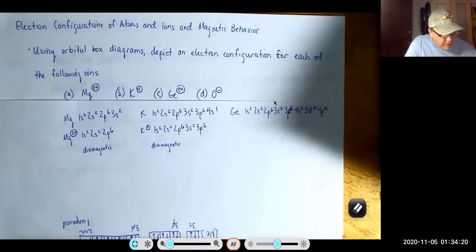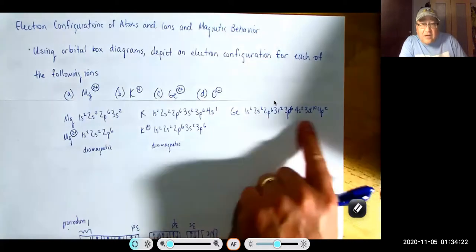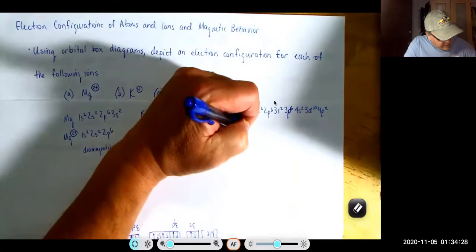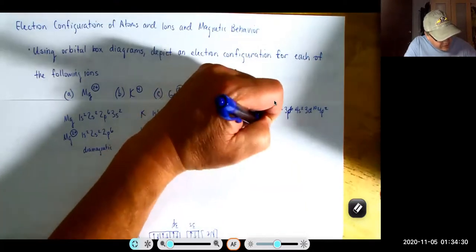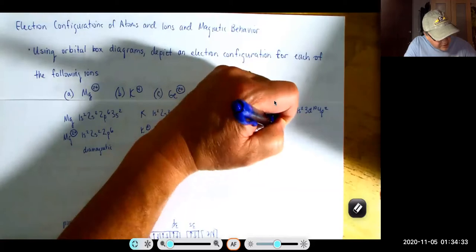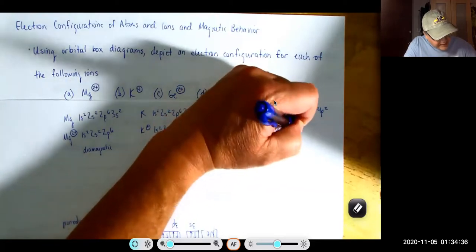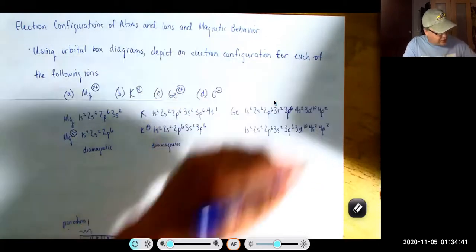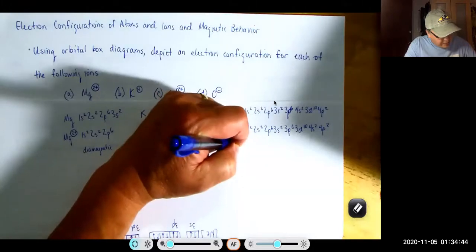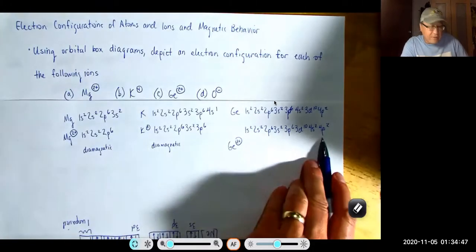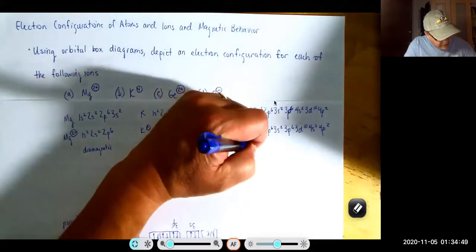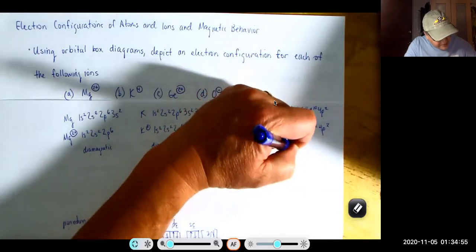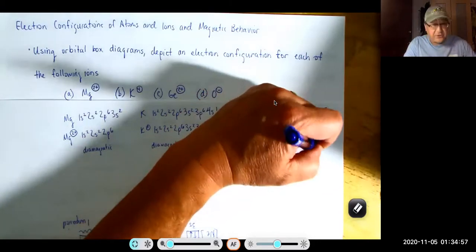So I'm going to rearrange this one because we have some things that are out of order. Remember, 3s are more stable than 4. 1s2, 2s2, 2p6, 3s2, 3p6, 3d10, 4s2, 4p2. So germanium plus 2, we take away these 2 electrons here in the 4p, and we'd have 1s2, 2s2, 2p6, 3s2, 3p6, 3d10, 4s2.